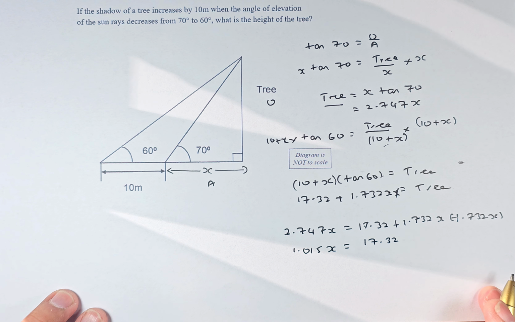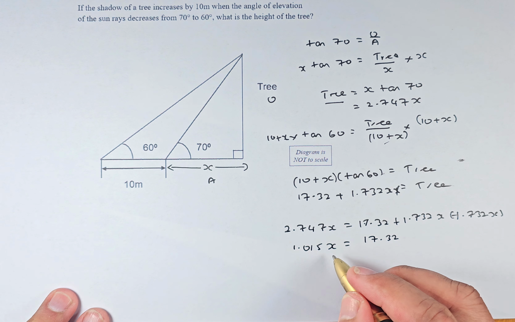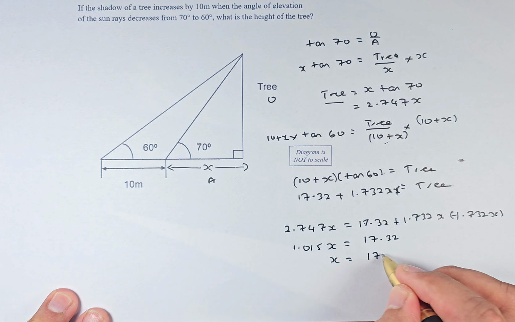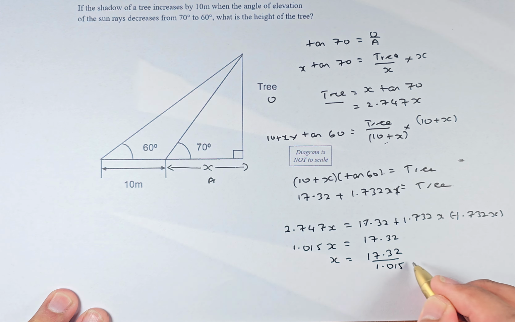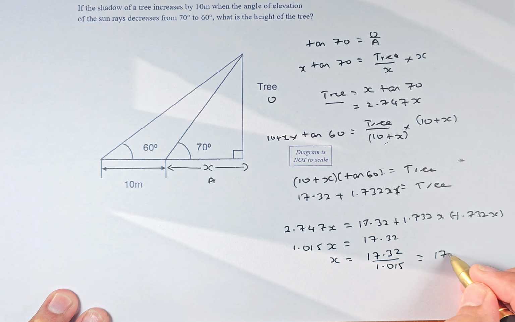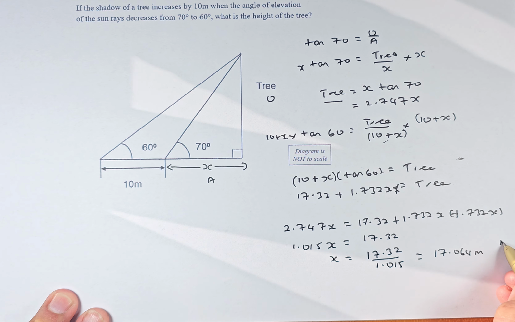We're going to bring it up a bit. Now to solve for x, you just take 17.32 divided by 1.015, and the answer for this is going to be 17.064 meters, and if you can get up to here, that is a merit.